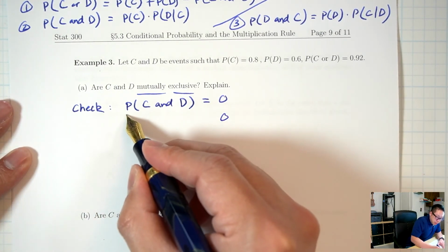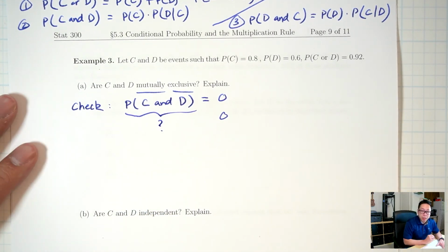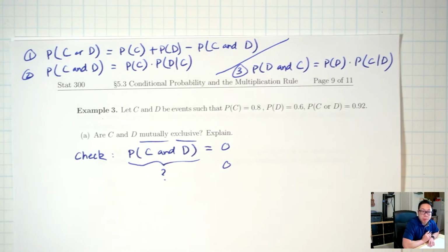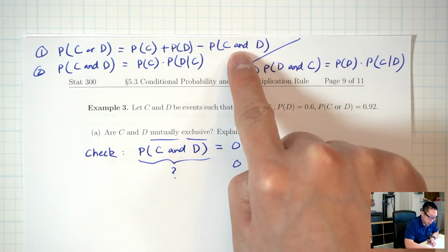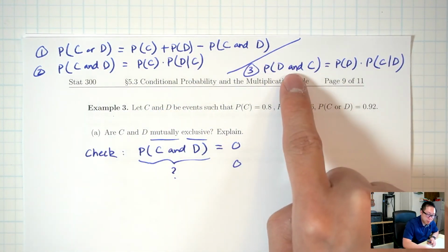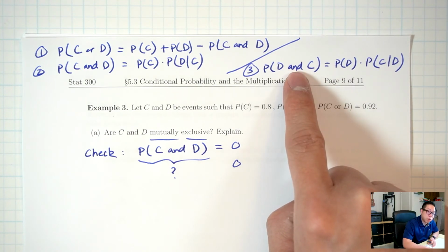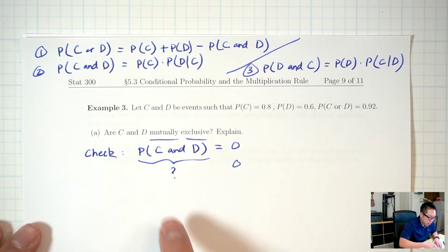Left side, I don't know right now, so I actually have to find it. And we're going to find it using one of these equations up here. So which one has a C and D? It's there, it's also there, and then this is the same thing because the order doesn't matter for ands. So I see them in all three equations, so now I have to think, which one can I use?